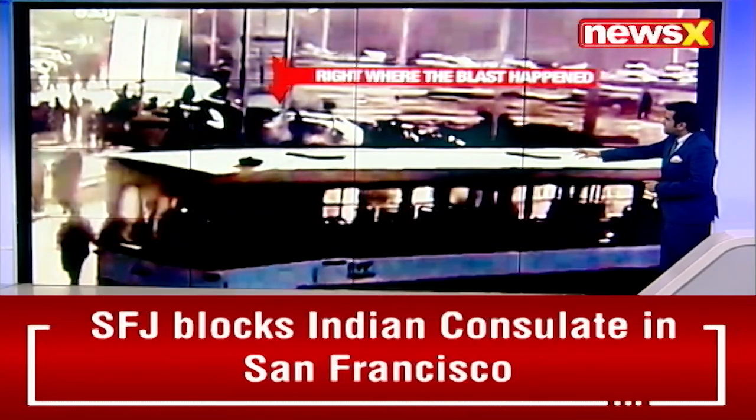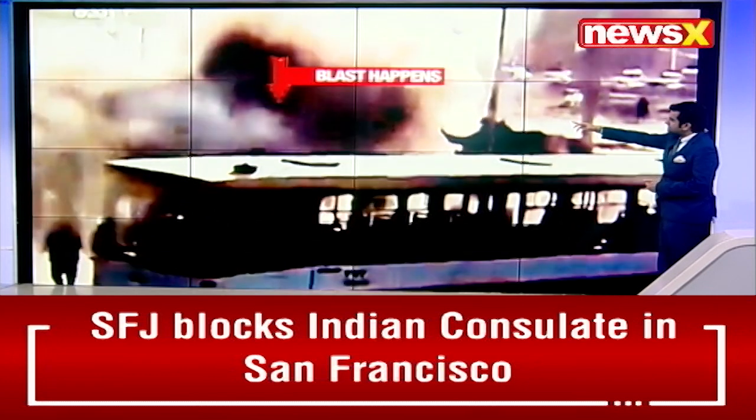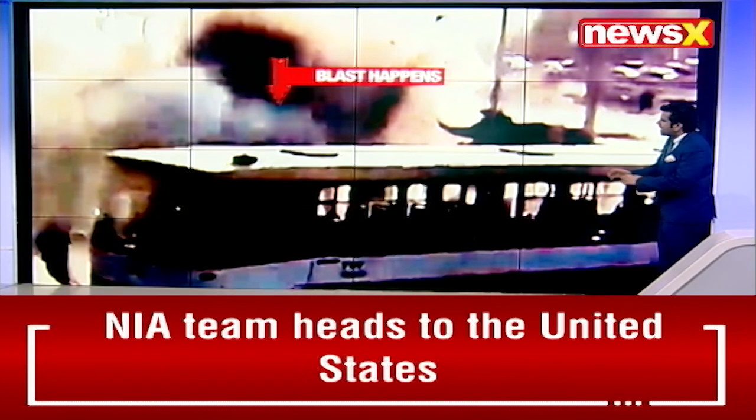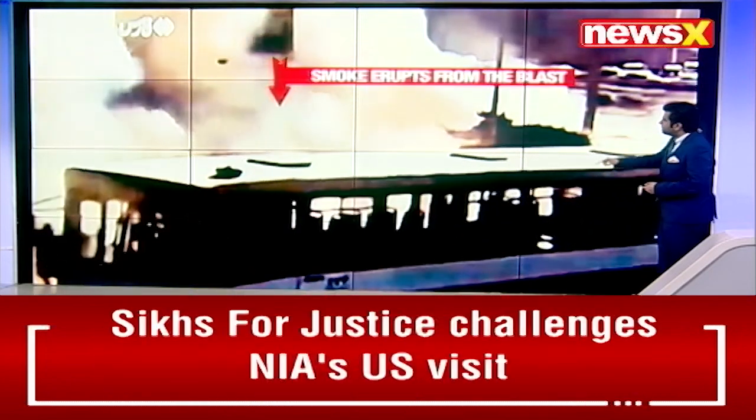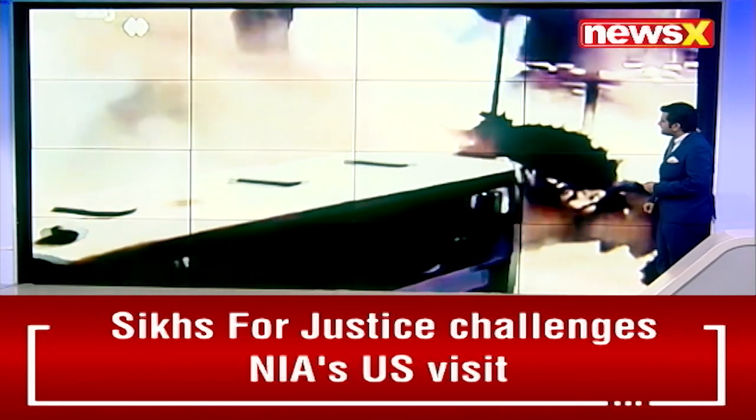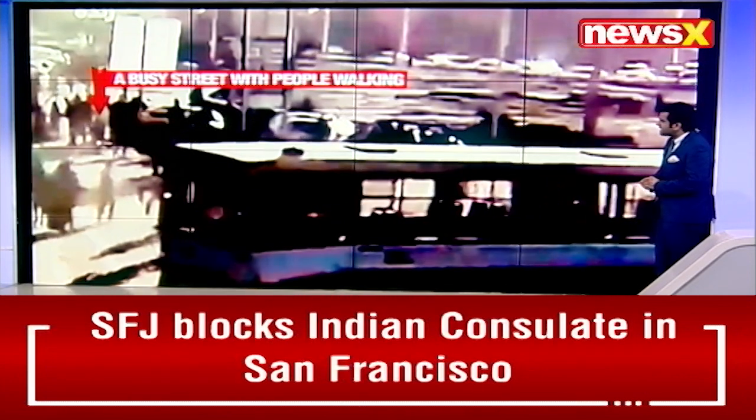Literally 3 seconds after that, this is the very moment when the blast takes place. As you can see there, it's a huge blast. The blast occurs. Big, thick smoke billowing everywhere. Obviously, smoke erupts from that spot. You can see there the bus starts moving. It's obviously shocked with what exactly happened.